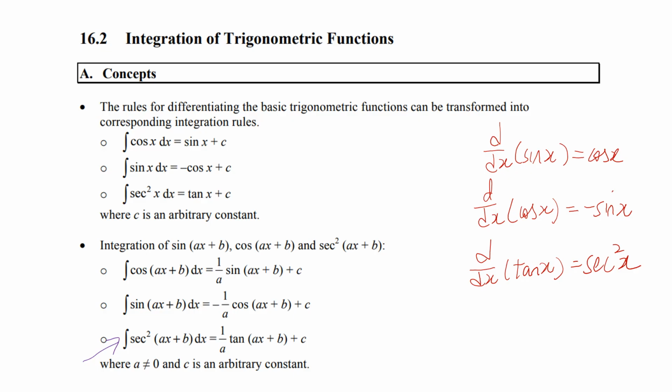Likewise, when we integrate secant squared bracket ax plus b, we're expected to get tangent bracket ax plus b over a, which can be written as 1 over a tangent bracket ax plus b plus c, where c is the arbitrary constant. So this is the concept needed for the next few slides.